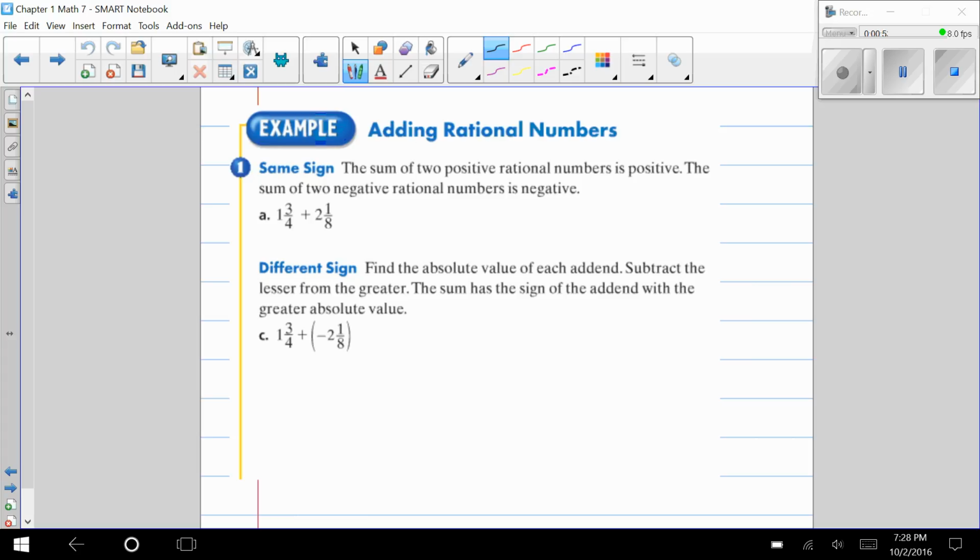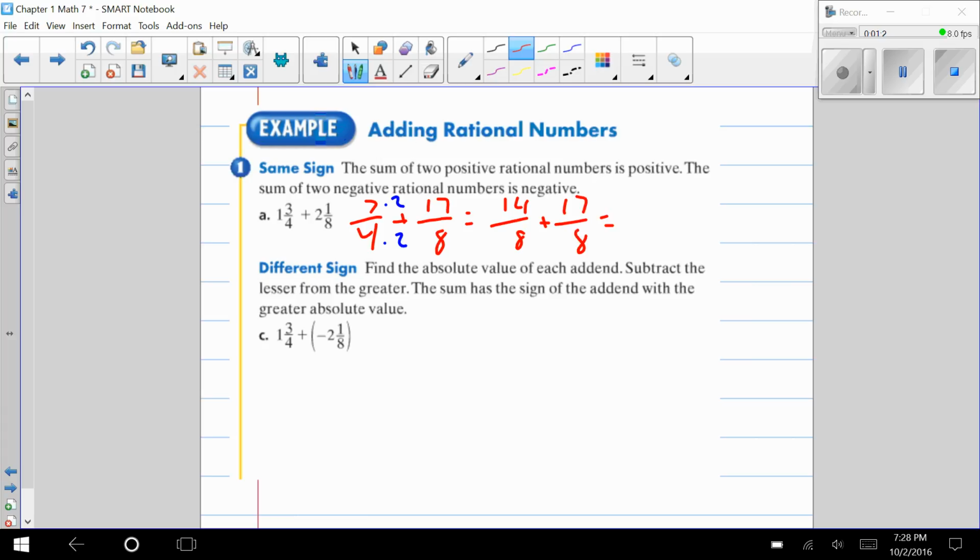To add mixed numbers, we want to first change them to improper fractions. 1 3/4 changes to 7/4. 2 1/8 changes to 17/8. To change these two numbers into having a common denominator, I'm going to multiply the 7/4 by 2 on the top and the bottom. That'll give me 14/8 plus 17/8.